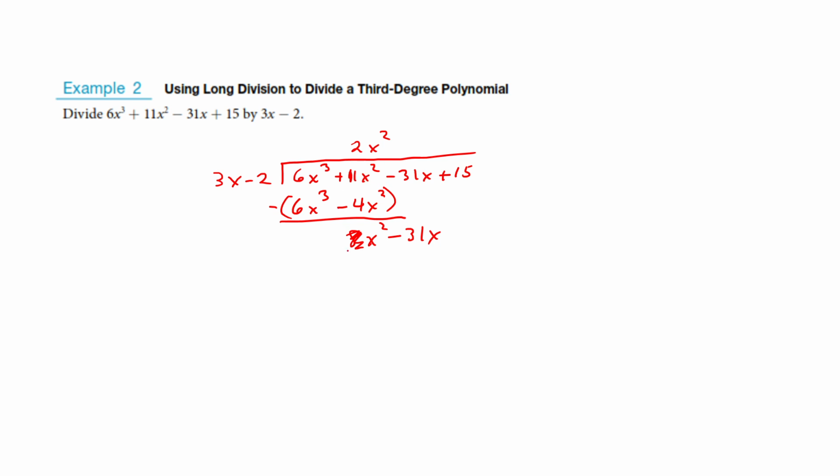So when I subtract these, I get, I'm going to start this line over, 15x squared minus 31x. So that was positive 11. This negative turned that to positive 4. So I've got 15x squared. Okay, now we can get it to work.